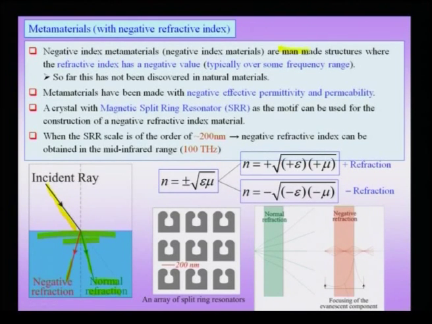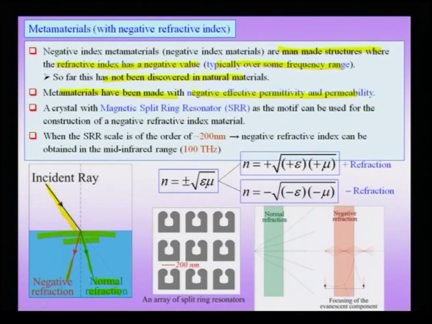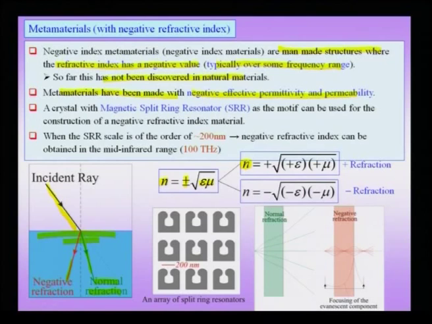Now, typically these are man-made structures wherein the refractive index has a negative value, typically over some kind of a frequency range. And so far this has not been discovered in natural materials. These metamaterials, or negative refractive index materials, have negative effective permittivity and permeability. Now, the refractive index we had noted before can be written as plus or minus square root of epsilon into mu, where one is the permittivity and the other is the permeability. And we have to note that when we are talking about positive refractive index, then we take the positive sign outside the square root and we use the positive of both epsilon and mu. In negative refractive index structures, we use a negative sign outside the square root and we use both the negative signs here.